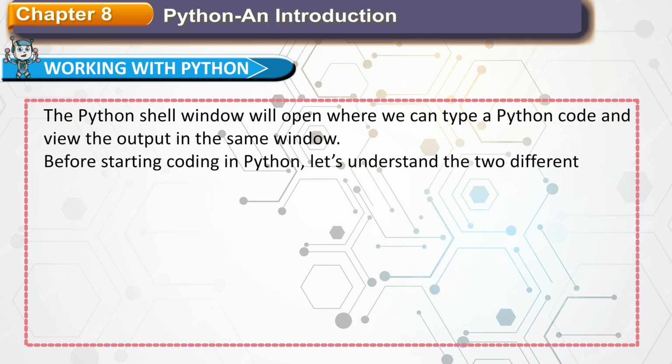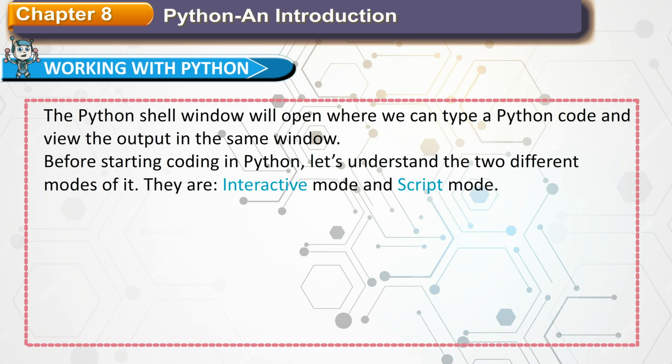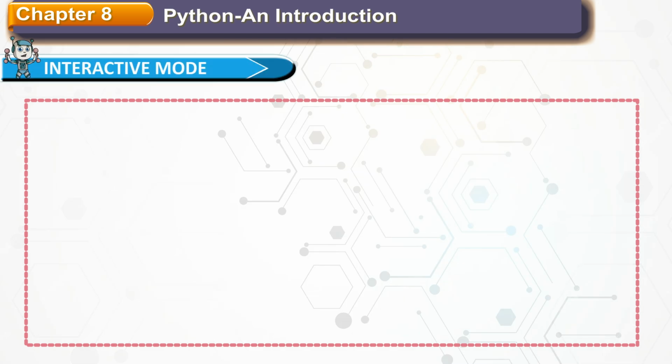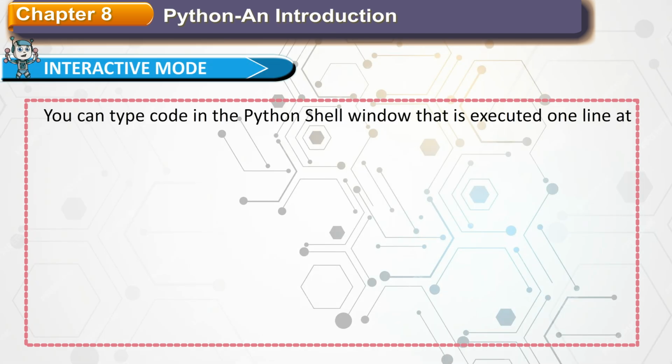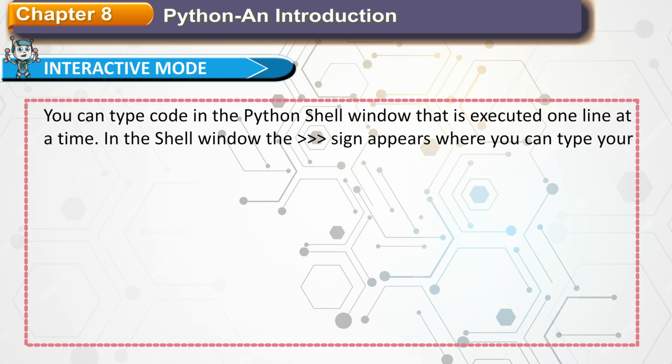Before starting coding in Python, let's understand the two different modes of it. They are interactive mode and script mode. Interactive mode. You can type code in the Python shell window that is executed one line at a time. In the shell window, the prompt sign appears where you can type your code and then press the Enter key.